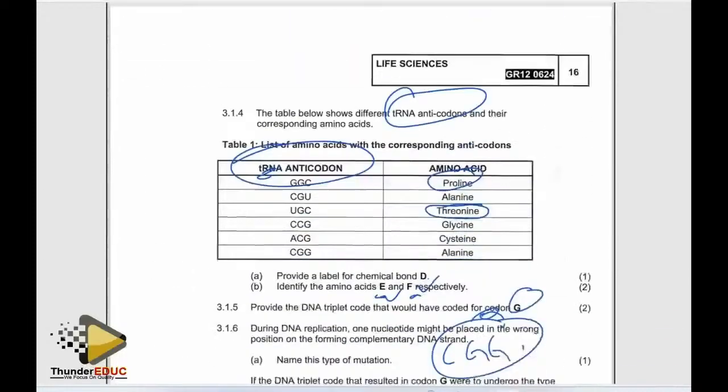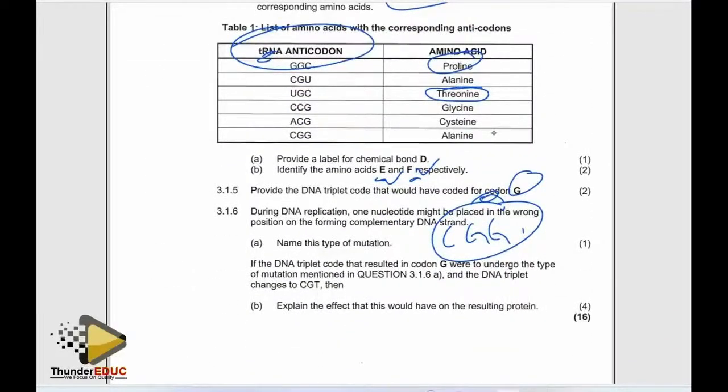Did I say CGG? Yes, CGG. They are saying that during the replication, one of the nucleotides might be replaced in the wrong position, forming a DNA strand. Name the type of mutation. Since this is the base, it becomes gene mutation.